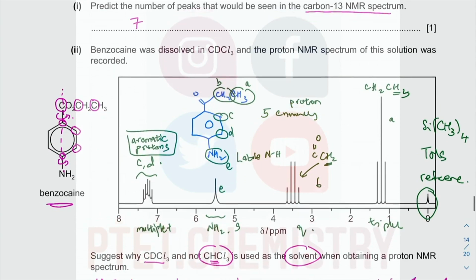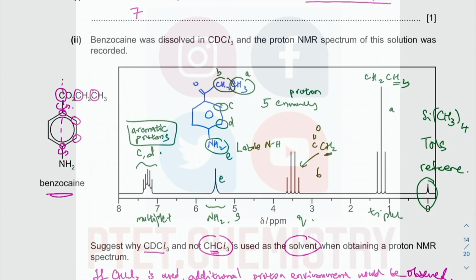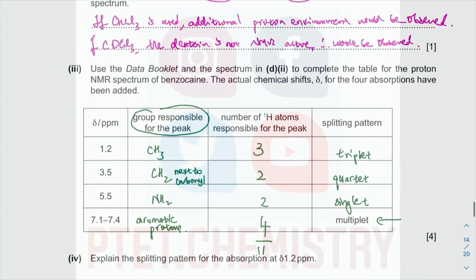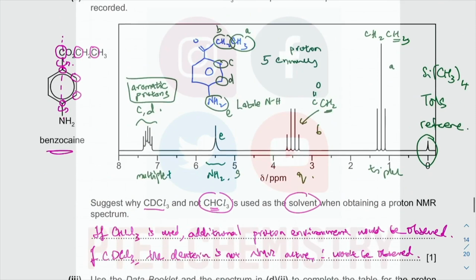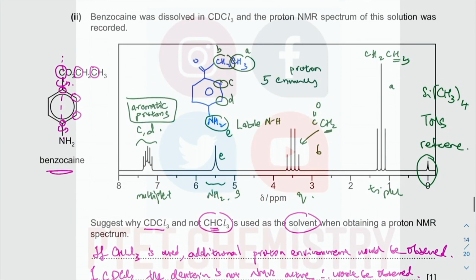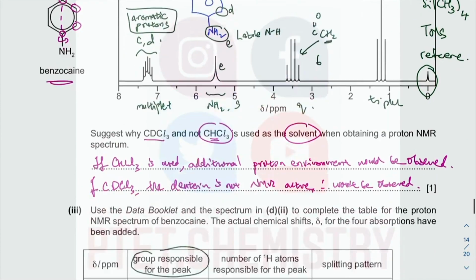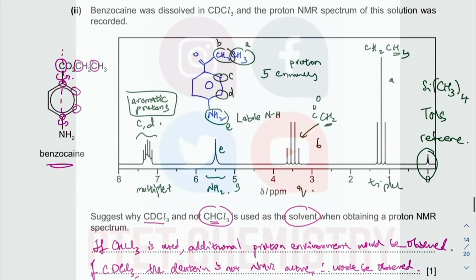So I've done a mistake. What have I done? So I think I was right. There are 11 protons altogether. This is not a proton, that has oxygen.